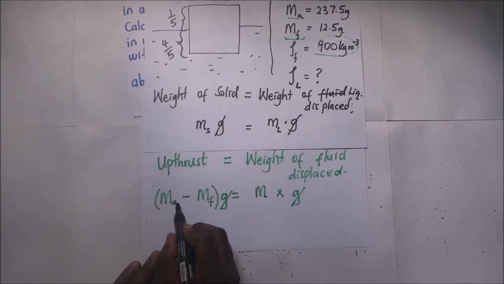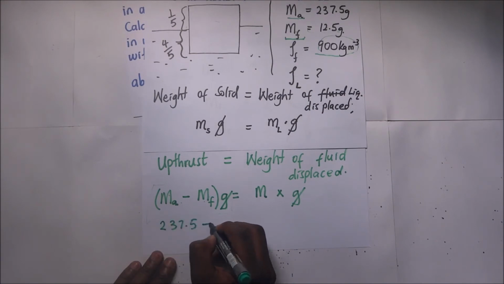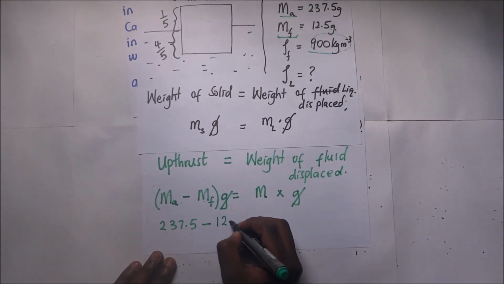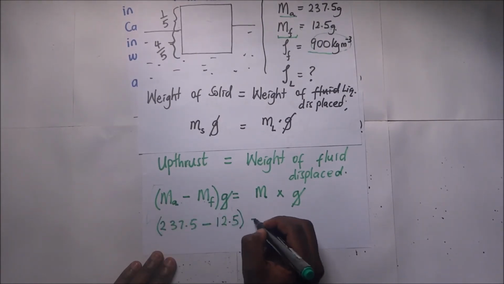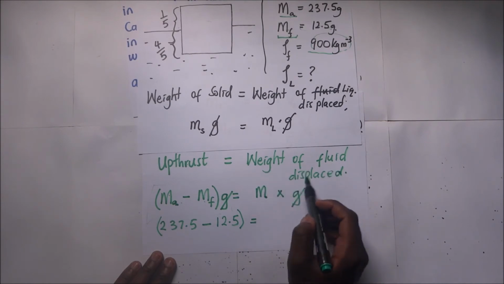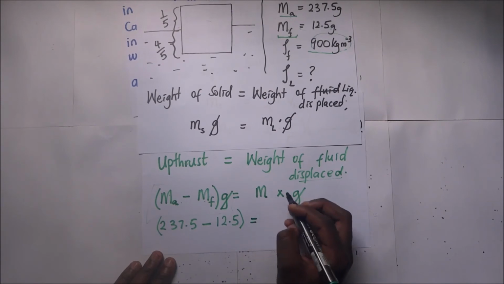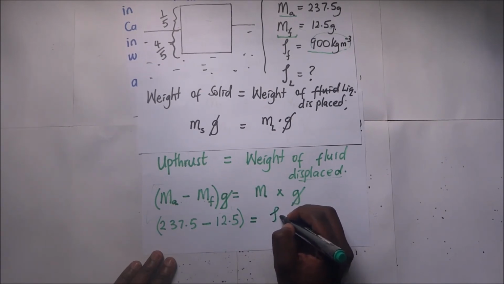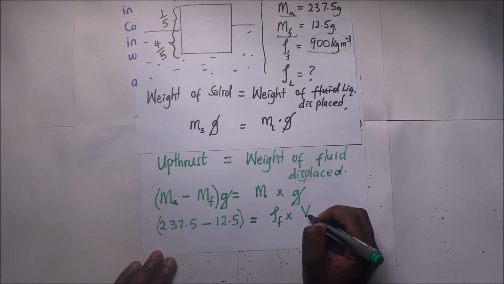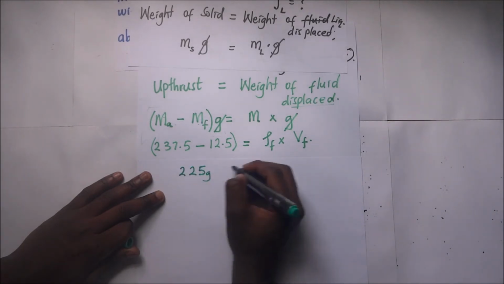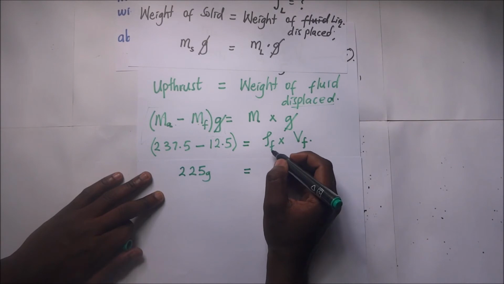mass in air, which is 237.5, minus mass of the solid in fluid, which is given by 12.5 grams, is given by the mass of the fluid that was displaced. Now the mass of the fluid that was displaced here is still given by the density of that fluid multiplied by the volume of that fluid. Of course, now this is going to give us 225 grams is equivalent to the density of the fluid.